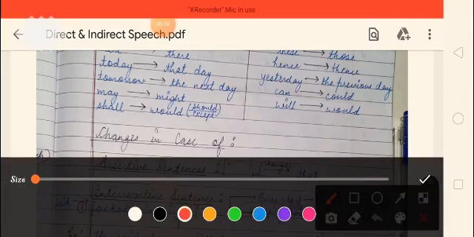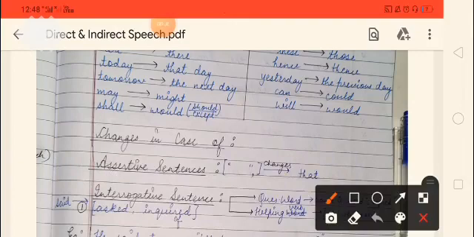In the last session we have been discussing the rules and some structures of direct and indirect speech. In the previous session we discussed what changes are to be made in reporting as well as reported speech, what the changes in tenses are, and what the changes in some particular words are. Now today we will see some of the rules while transforming direct speech into indirect speech.